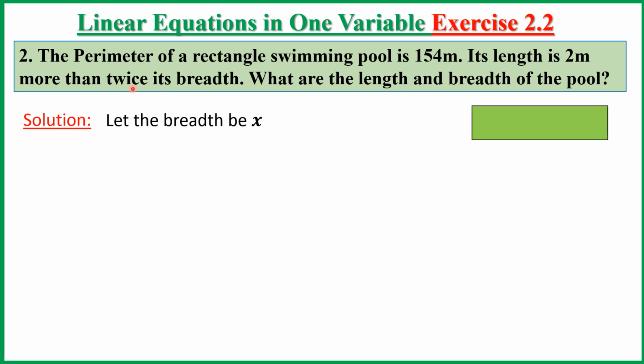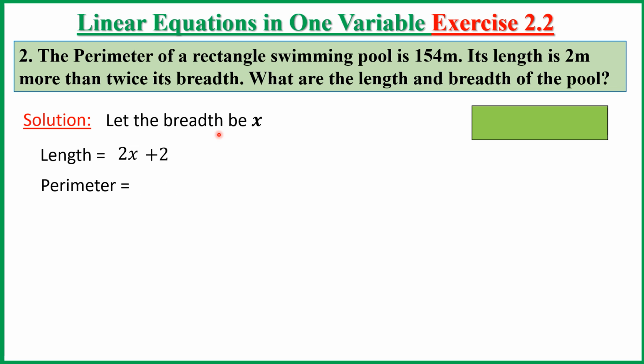So whenever a word problem is given, we have to take the unknown number as x. Next, length. What is the length? Length is correlated with the breadth. How? Length is 2 meter more than twice its breadth. So it is 2 times breadth, that is 2 into x, and it is 2 more, so plus 2. So our length is equal to 2x plus 2. I repeat it again. Length is equal to twice its breadth. Our breadth is now x, so 2 into x, and it is 2 meter more, so plus 2.